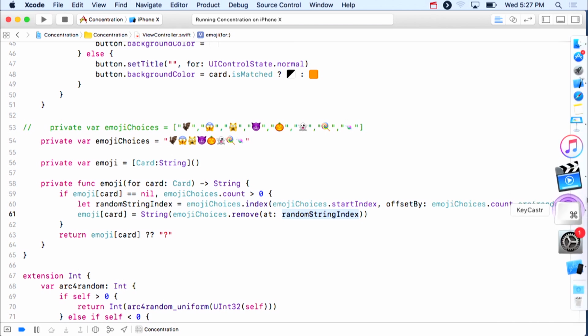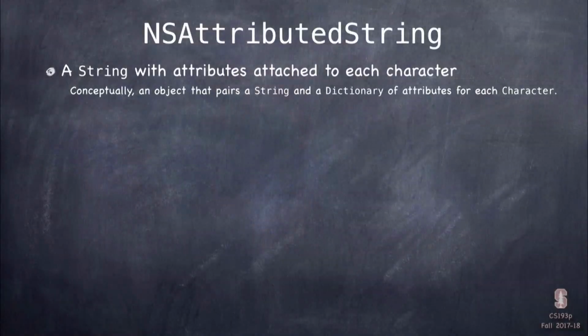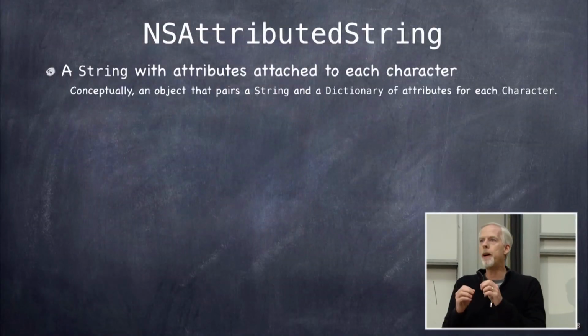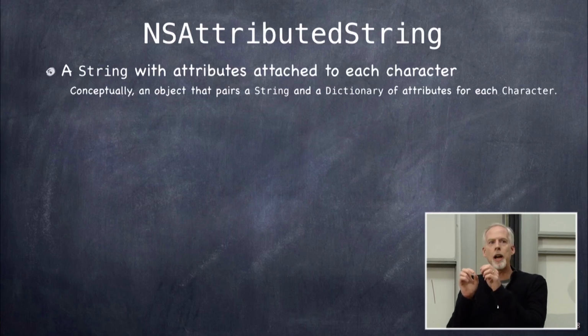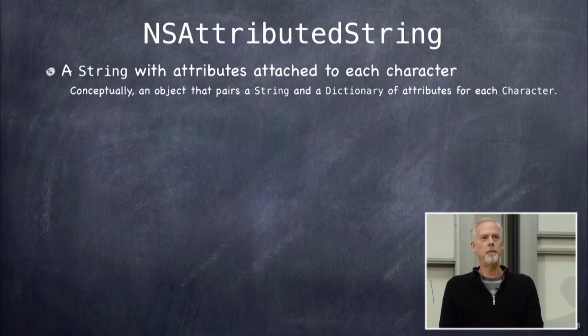All right, let's go back. Here. All right, let's talk about another class that has to do with strings, which is NSAttributedString. So NSAttributedString is a string where every character has a little dictionary associated with it, and that dictionary can have lots of little keys and values that say how to draw that character on screen.